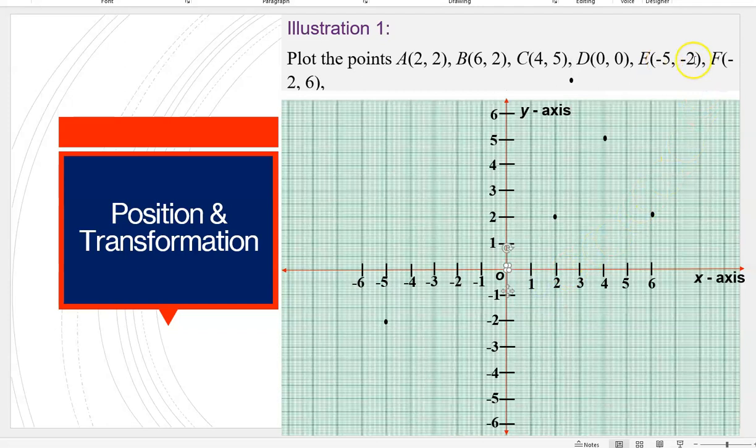Then negative 5, negative 2. So this is x-axis, this is negative 5 and negative 2. Negative 5 and negative 2, where they meet or where they intersect is where we put our point. Then F (-2, 6). So negative 2, positive 6 will be up here. X is negative, Y is positive 6. So we put it right here. Good. So this is how we plot points. First, consider the first value. If it is positive, we start from here. The second value is also positive, so we go up in that order.